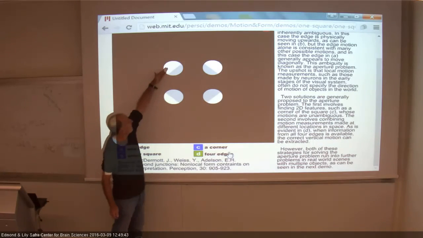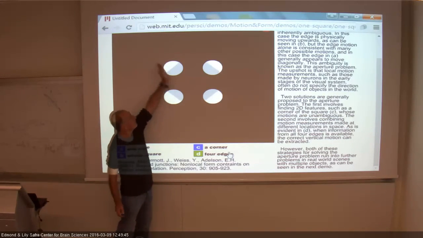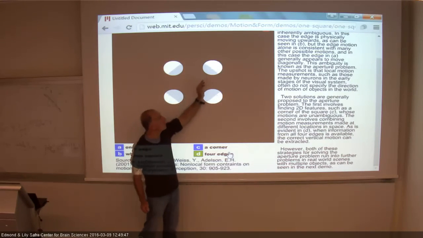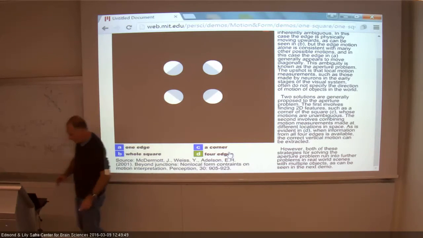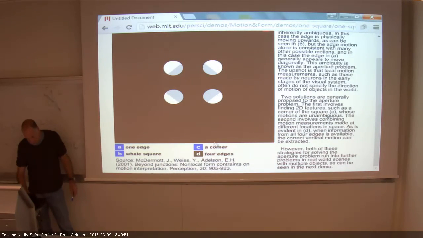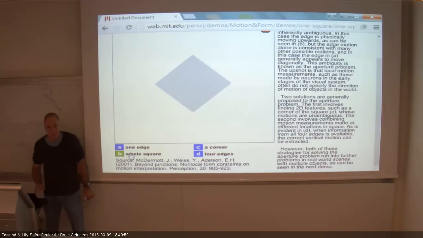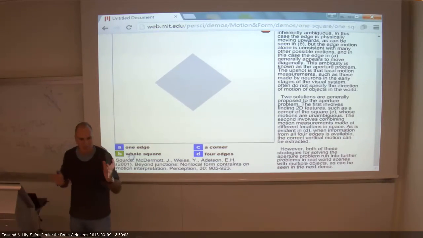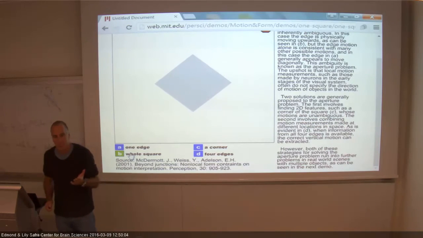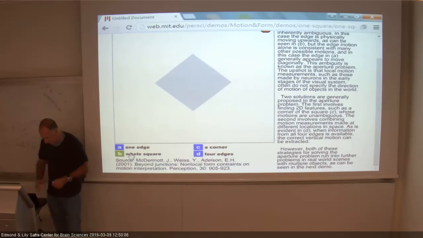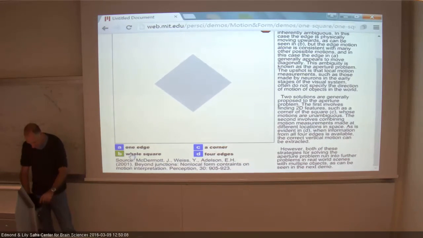If you're looking at one edge, you can only assess that direction of motion. You look at another edge, you can assess that direction of motion. If you were to look at a corner, then you'd have no trouble telling the actual direction of motion. Here's the full square. So that portrays the aperture problem quite well. You can solve the aperture problem in two ways. One is basically to follow the corner.